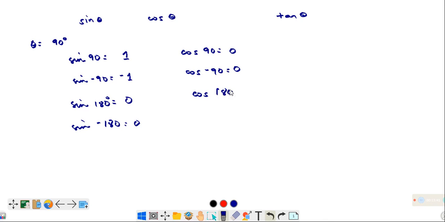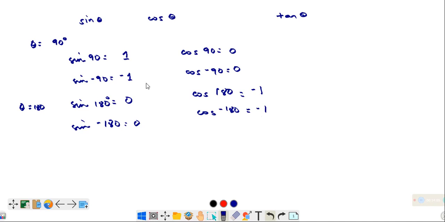Kunan natin sila dito sa kabila. Cosine 180 and then cosine negative 180. Ang cosine 180 natin is negative 1. And then, ang cosine negative 180 natin is still negative 1.